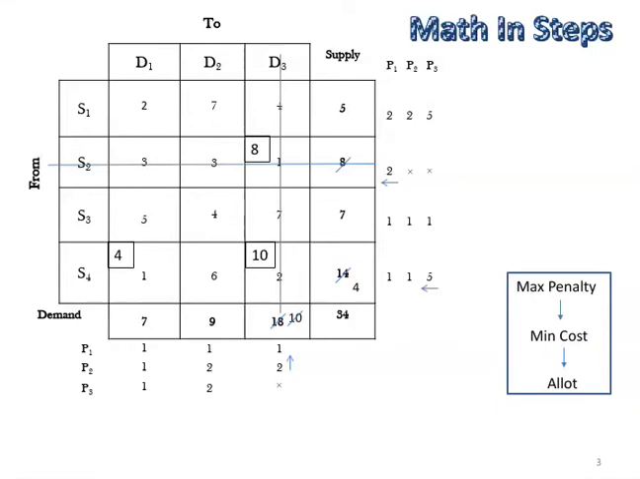Allotting 4 here, the supply of S4 is complete, whereas for D1, 3 demand is still left. Now this time we'll cancel the S4 row as its supply is over. Now you can see we are left with two rows, S1 and S3, and two columns, D1 and D2. So we still have to find the fourth stage penalty.